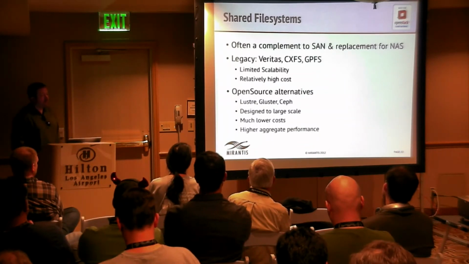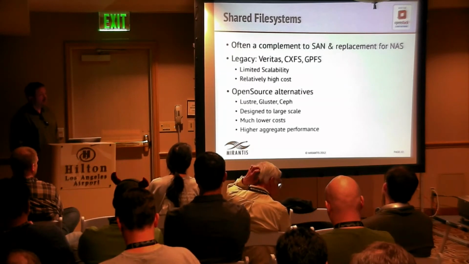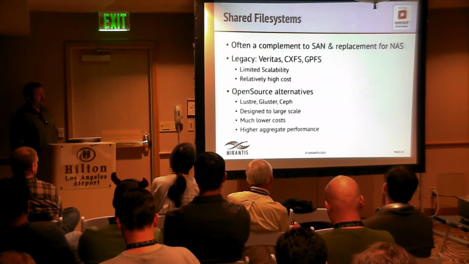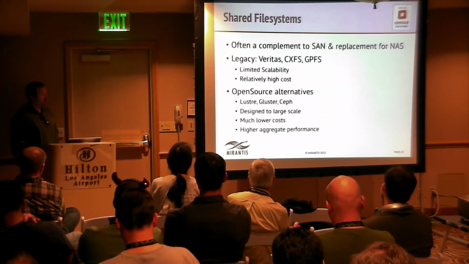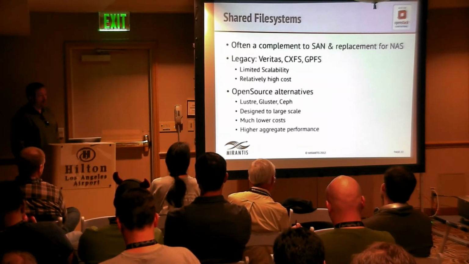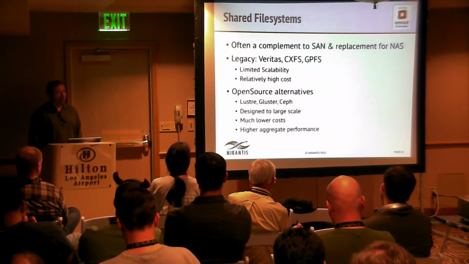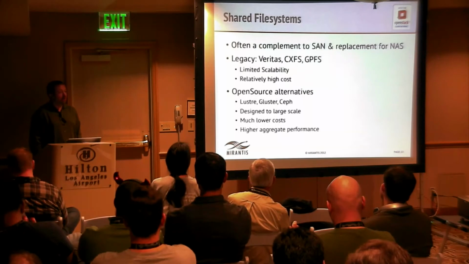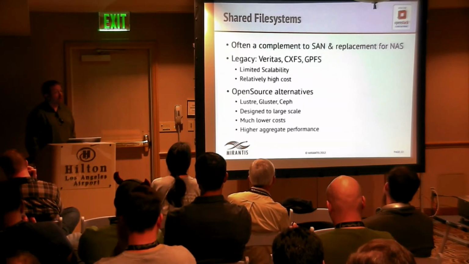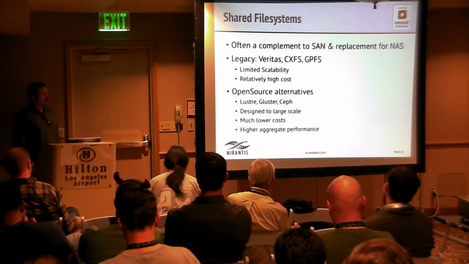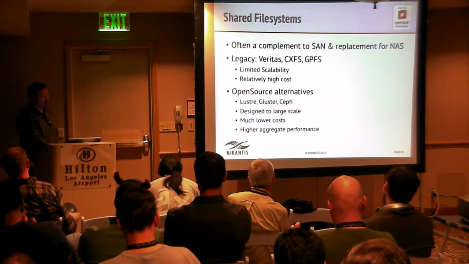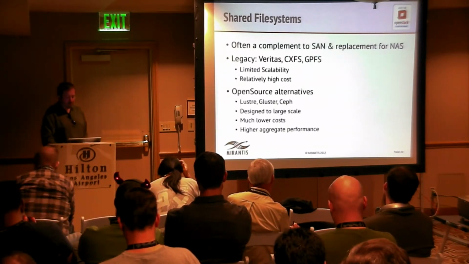These are designed to scale a lot higher than a traditional storage subsystem. So no more 8-node or 16-node cluster for Veritas. These often span hundreds, if not thousands, of nodes. They come with open source software and commodity hardware, so they're at much lower cost. And the aggregate performance of these is generally better than the old traditional shared file systems.